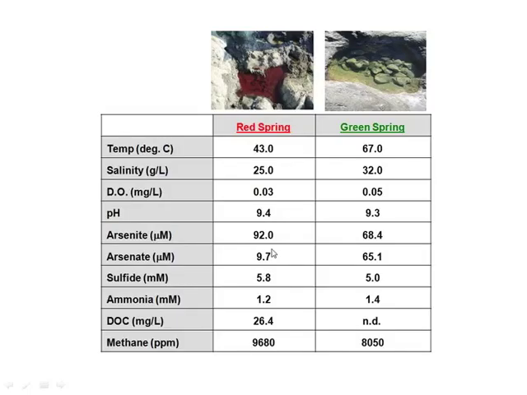Okay, and then also just real quick, let's take a look at the chemistry of the two springs. Like I said, temperature is about 45 in the red, about 70 in the green. Salinity is about a third of that of the lake water itself, because this hydrothermal system involves not only the lake water, but the lake water is mixing in the hydrothermal system with basically groundwater of the island, the freshwater aquifer of the island itself.